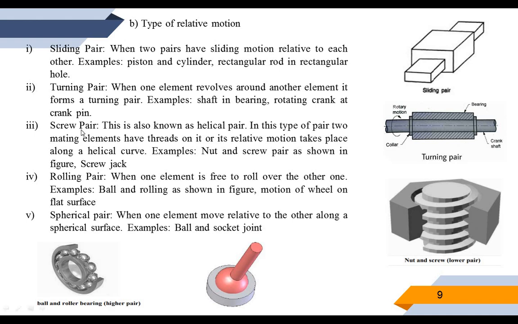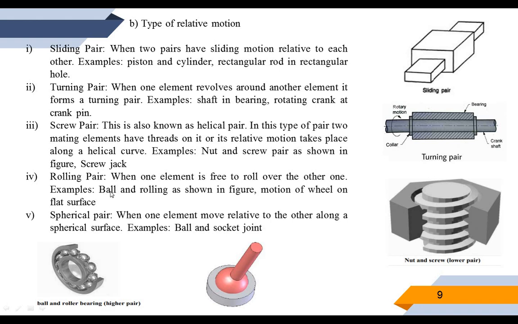Next, that is the screw pair. Screw pair is also known as a helical pair. In this type of pair, two mating elements have threads on them, or their relative motion takes place along a helical curve. So nut and screw pair is an example of this as shown in this figure. Also screw jack is an example of screw pair. So nut and screw, this is the helical pair. In this type of pair the mating surfaces have threads, you can see in this figure, this nut and this screw having the threads. So that's why this is screw pair.